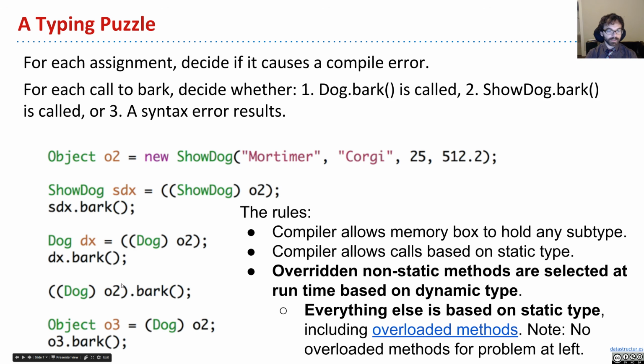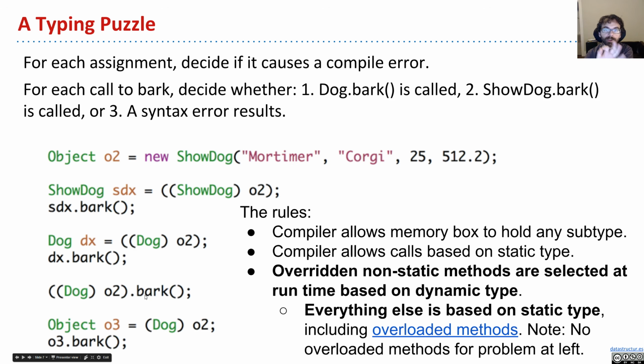If we do O2, what's the static type of O2? It's still object. What's the static type of (Dog) O2? That is Dog. So the compiler says, can dogs bark? Yes. So we allow it. And then in this case, again, we use the dynamic type and show dog barks.